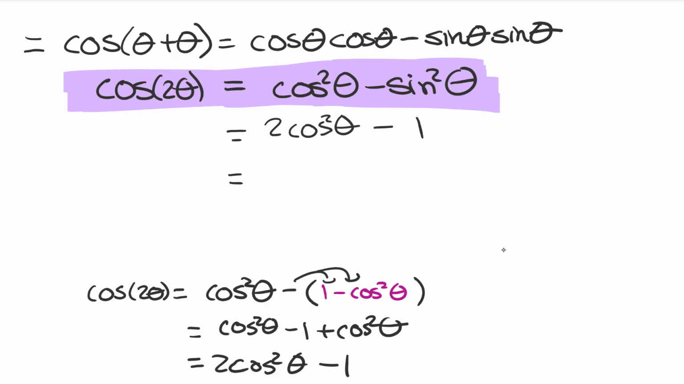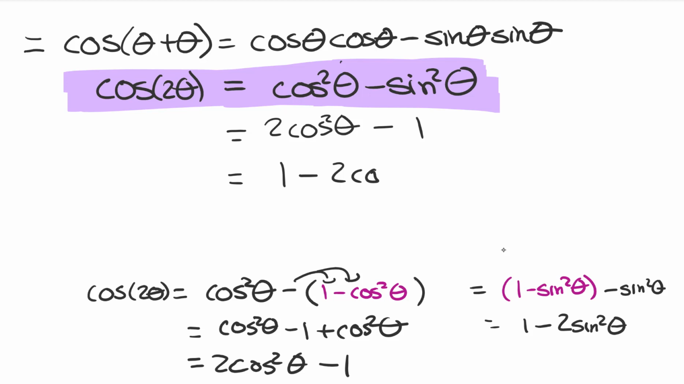And by the same logic, instead of writing cosine squared, we could put in 1 minus sine squared of theta, and then minus our sine squared. I'm just replacing the cosine squared this time. So this becomes 1 minus 2 sine squared of theta. This is also equal to cosine's double angle. Wow, that's not right. Not cosine sine squared. These are all cosine double angles.